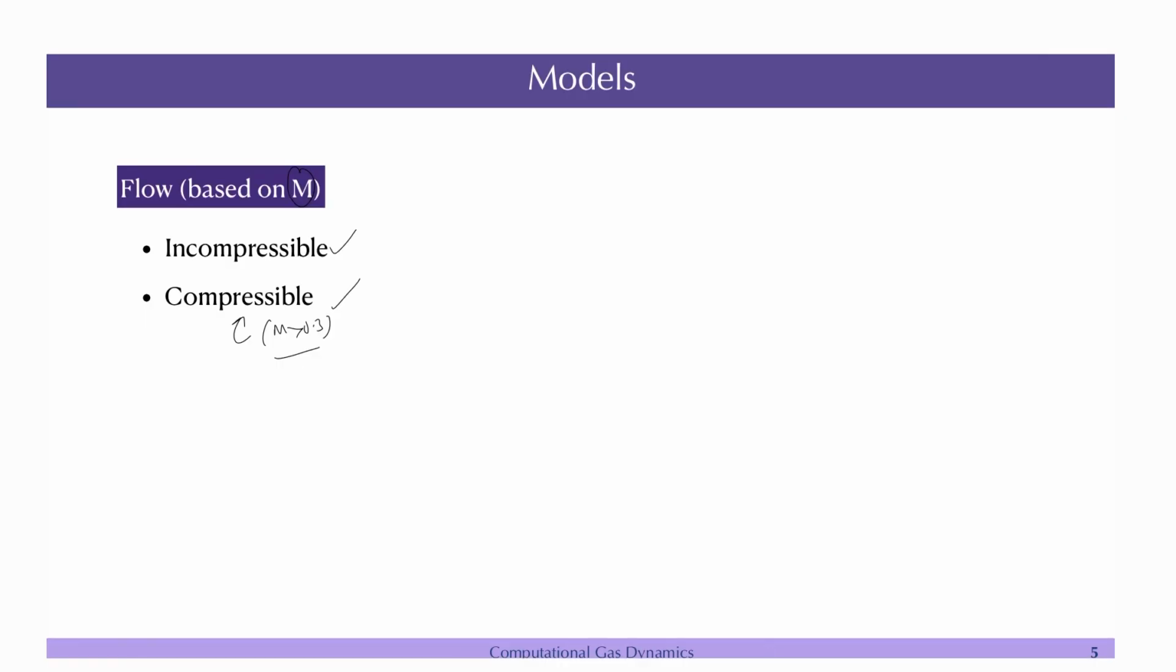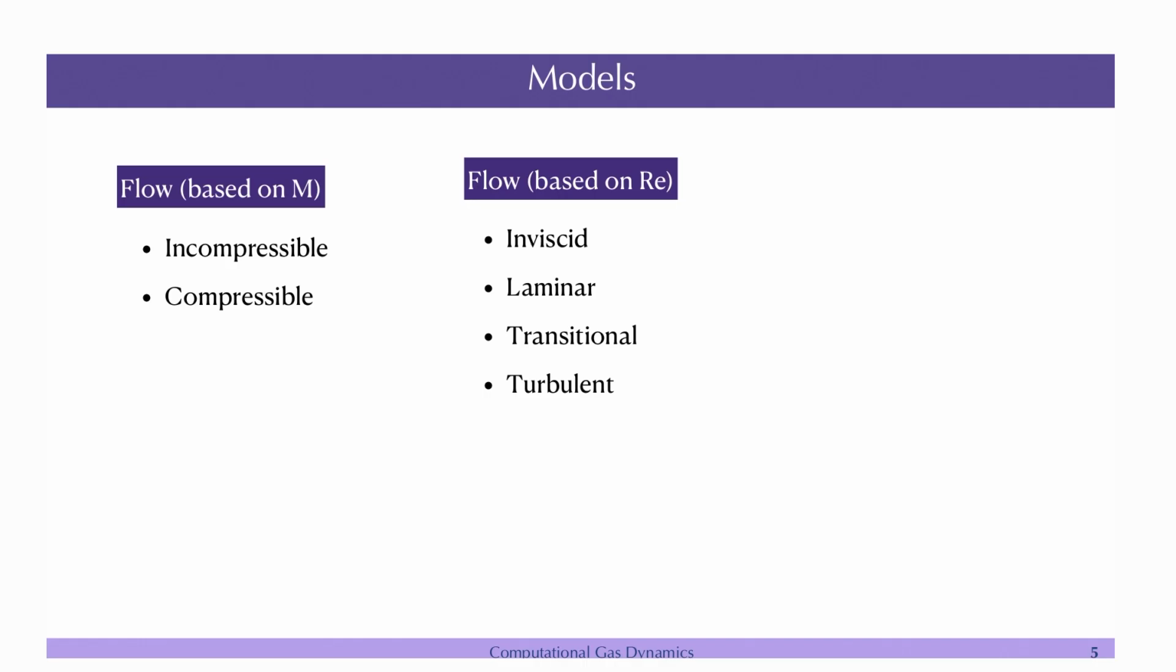Then based on what is the Reynolds number that you have, you can have the inviscid flow. So inviscid flow, in which there is no viscosity. So the viscosity is 0. So that Re is basically almost infinity, you can think of. So viscosity is 0. Re equal to rho u l by mu.